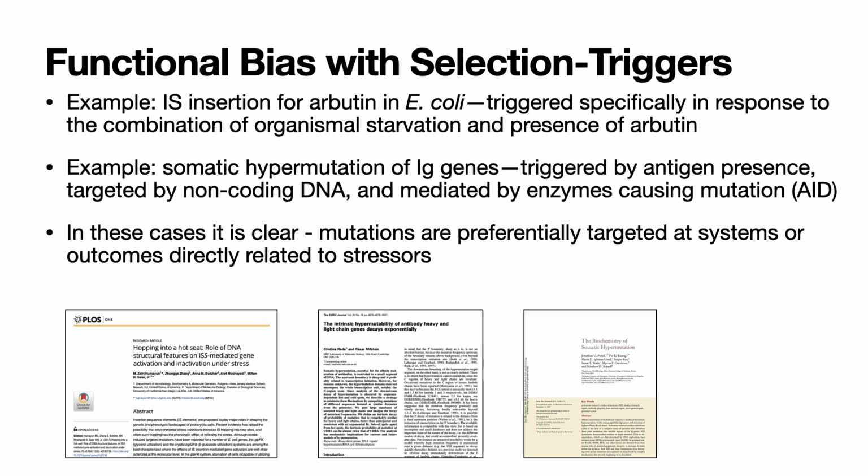So that's one example. Another example is in the somatic hypermutation of immunoglobulin genes. In the immune system, the immunoglobulin genes undergo somatic hypermutation, and it's triggered by antigen presence, it's targeted by non-coding DNA, and it's mediated by enzymes which induce mutations. So in these cases, it's clear mutations are preferentially targeted at systems or outcomes directly related to stressors.